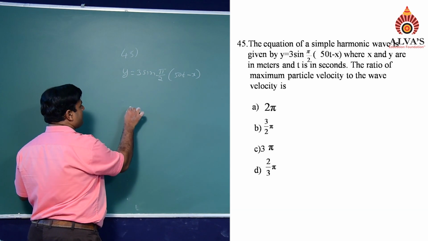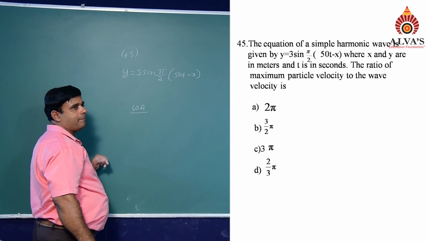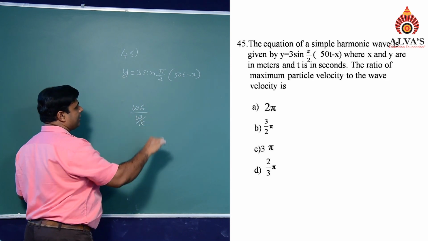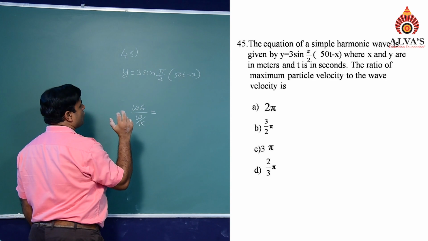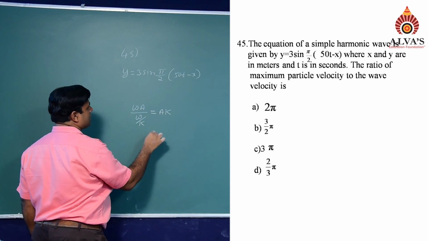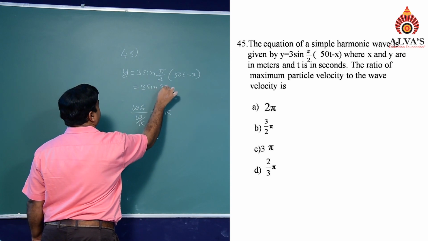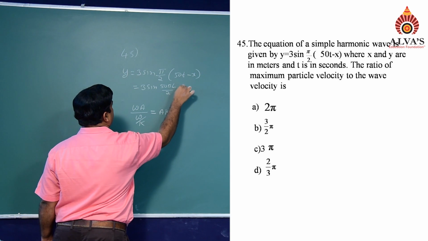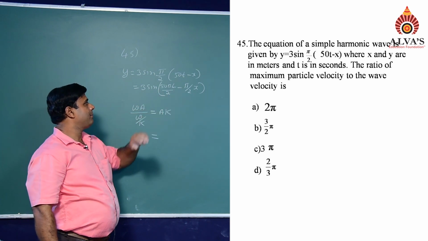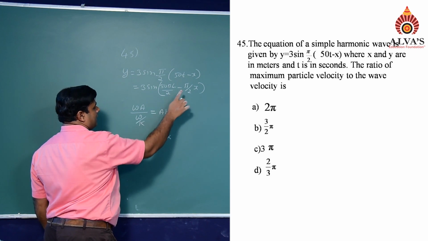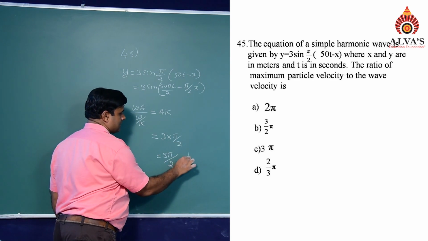So, the ratio of maximum particle velocity, which is nothing but omega A, divided by wave velocity, which is given as omega divided by k, is required, which is equal to, omega cancels, which is nothing but A into k. Now, to find out k, modify the formula. 3 sin (50 pi t by 2 minus pi by 2 into x) is of the form A sin (omega t minus kx). A is 3, k is pi by 2. So, the value is 3 pi by 2. So, the answer is B.